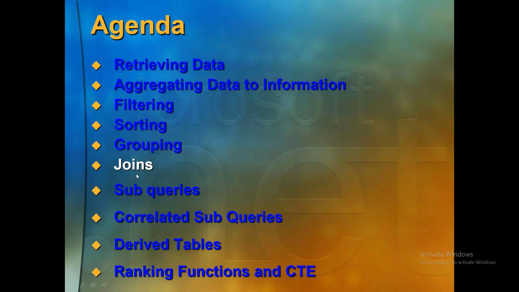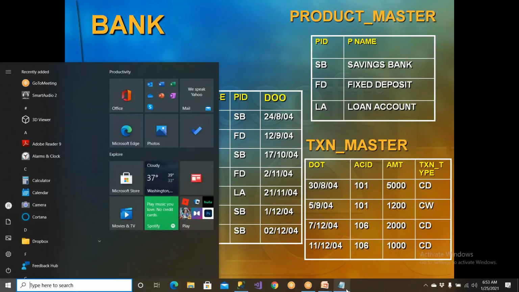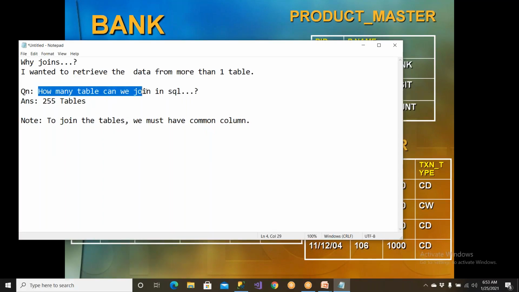Clear? A database will have hundreds of tables, thousands of tables. You will always be retrieving the data from multiple tables, not from a single table. Retrieving from a single table may not always be the requirement. If you wanted to get the data from multiple tables, then we must go in for joins. How many tables can we join in SQL? We can join 255 tables in SQL. And to join the tables, we must have a common column. If there is no common column, we will not be able to join.